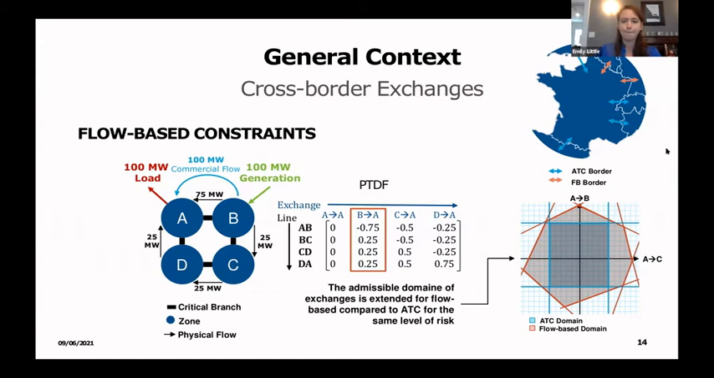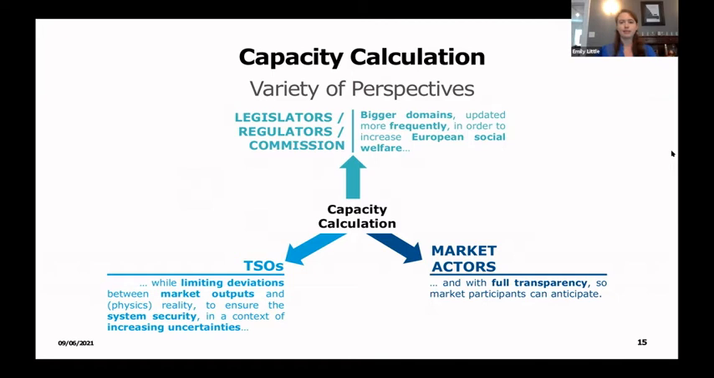So if we step back a little bit and look at the capacity calculation, the flow-based method, there are a variety of perspectives here. At the European level, there's a desire to really increase the size of the domain to allow for more integration of the markets and more exchanges between countries, and to have these domains updated more frequently in order to increase the overall European social welfare. So there are a few policies coming into play right now, specifically to increase the size of the domain given to the day ahead market clearing.